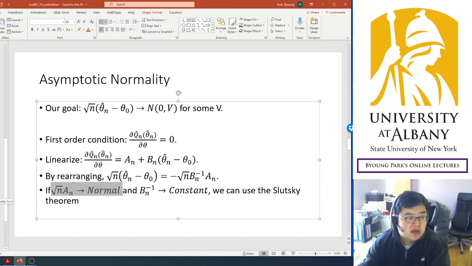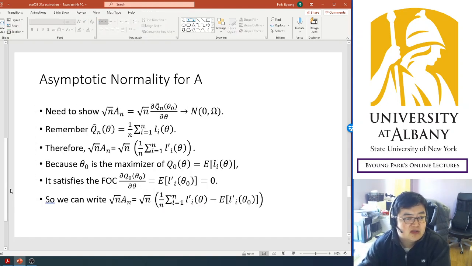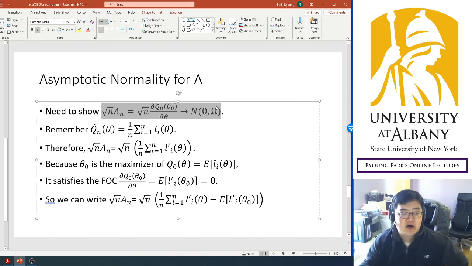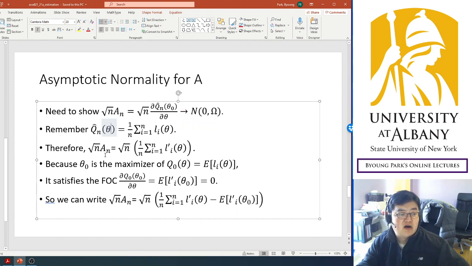So central limit theorem is the key result we need. So we are going to show this result, normal distribution for some variance omega. And because the criterion function can be written in this way, a sample average of something, then the first derivative, an is the first derivative, so square root n times an can be written as square root n times some sample average.